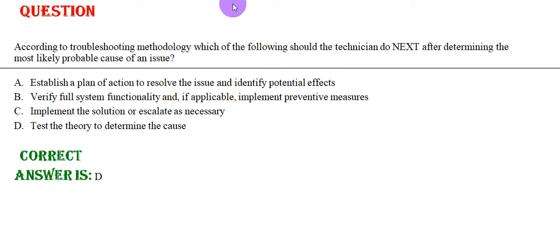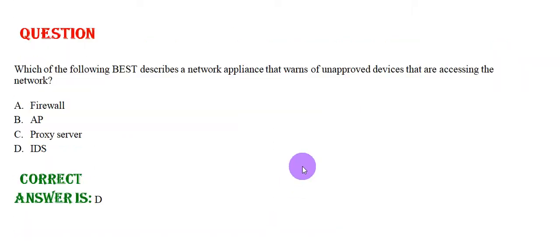According to the troubleshooting methodology, which of the following should the technician do next after determining the most probable cause of an issue? Option A, establish a plan of action to resolve the issue and identify potential effects. Option B, verify full system functionality and, if applicable, implement preventive measures. Option C, implement the solution or escalate as necessary. Option D, test the theory to determine the cause. The correct answer is option D.